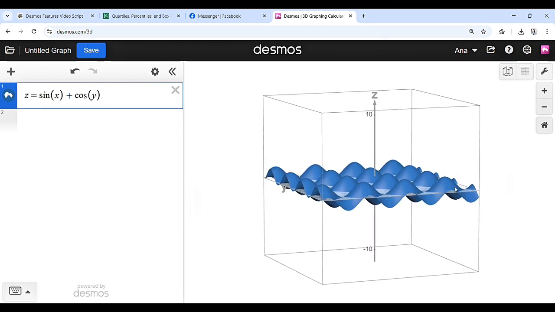So that's just some of the features of Desmos, and the other features will be in the next video. So that's all.